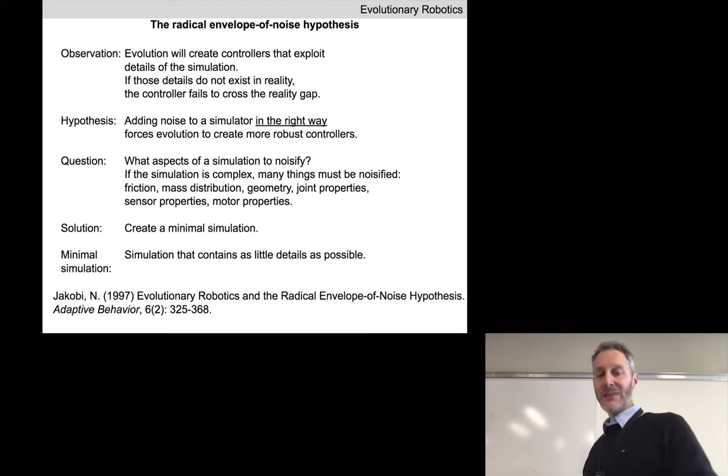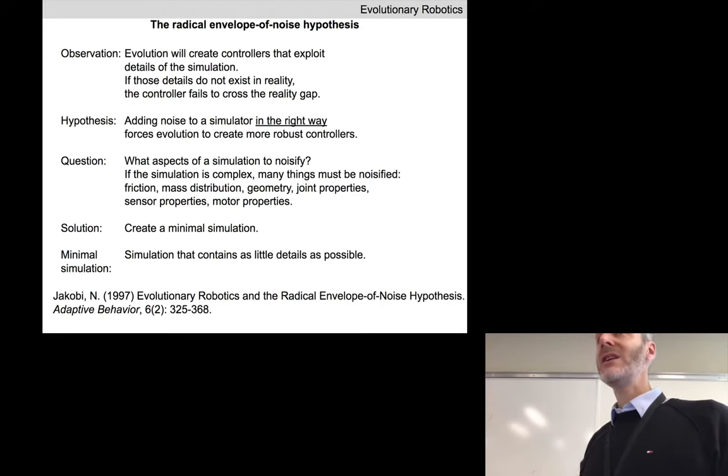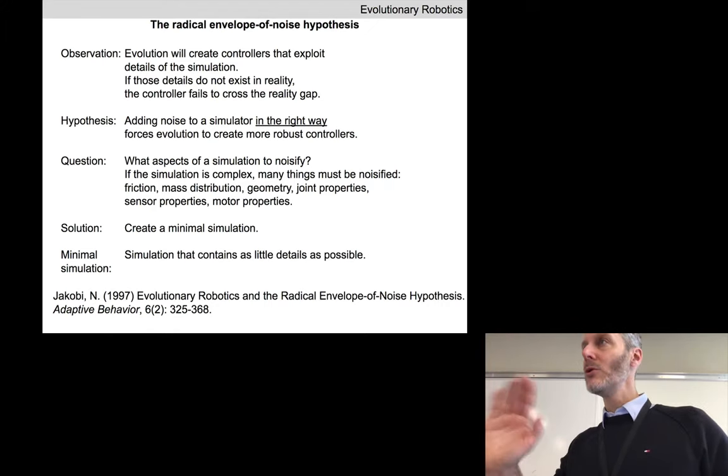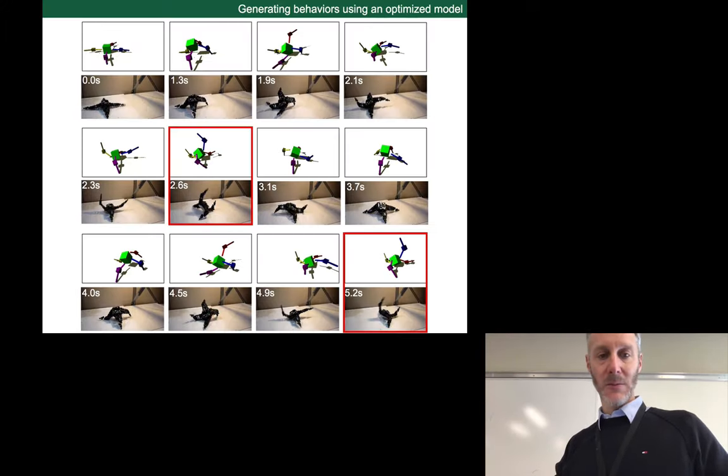So in this particular first experiment here, they tried to create a minimal simulation, right? We've seen this idea before when we looked at the minimal cognition experiments. Let's try and keep things as simple as possible. Simple is different from noisifying complex details. Okay, so we're going to see this minimal simulation in a moment. We're going to remove as many details as possible.